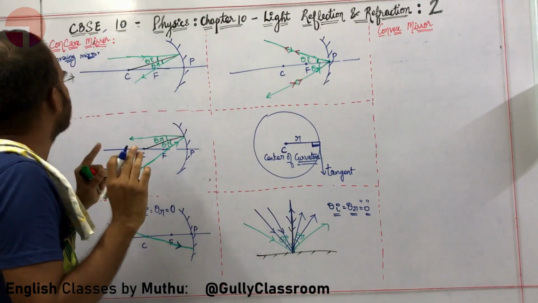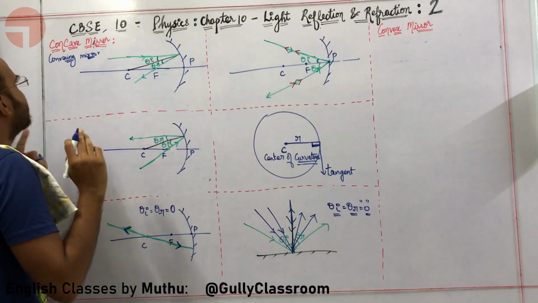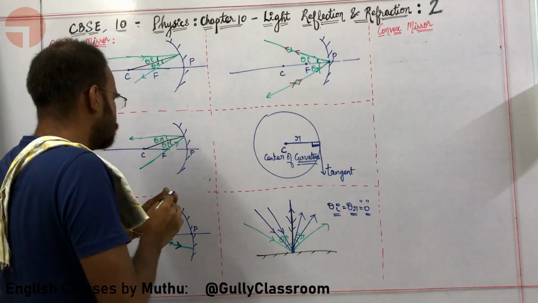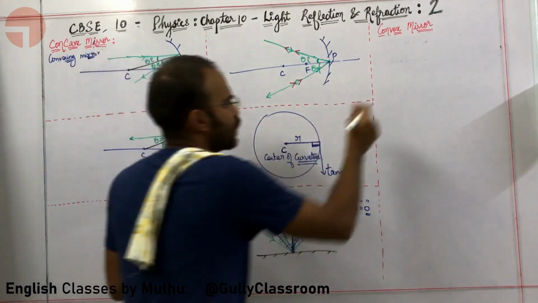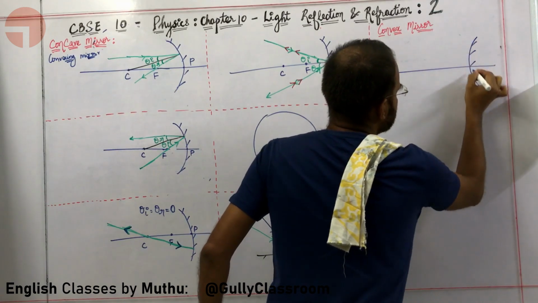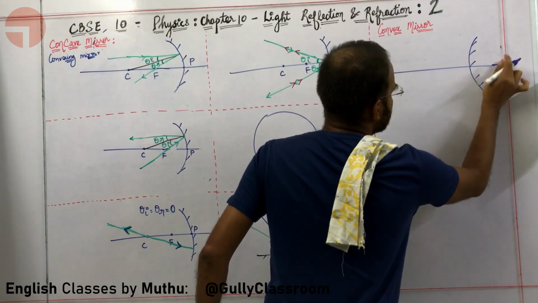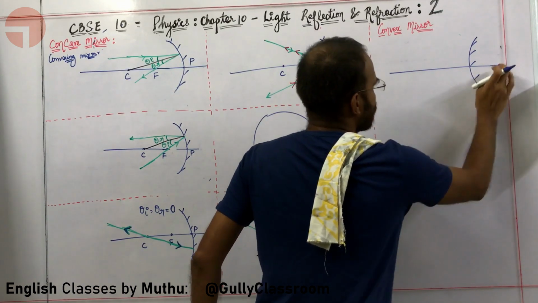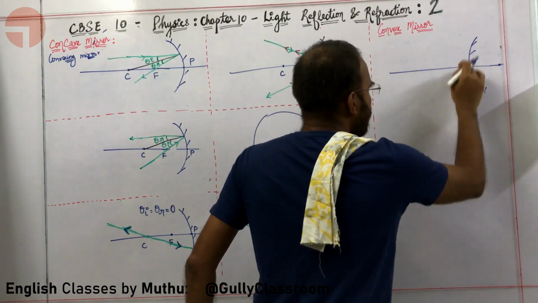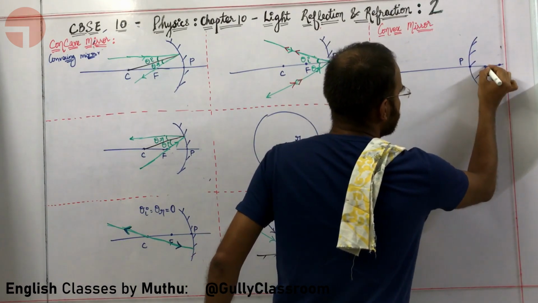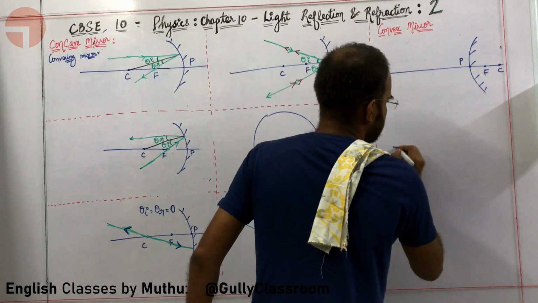Okay sir, I am able to understand how light rays are getting reflected in a concave mirror. What about a convex mirror, sir? Absolutely, let us go for a convex mirror. In a convex mirror, the reflecting surface is bulging outwards. So the center of curvature and focus are behind the polished surface of the convex mirror. So this is the center of curvature, this is your pole, this is your principal focus.